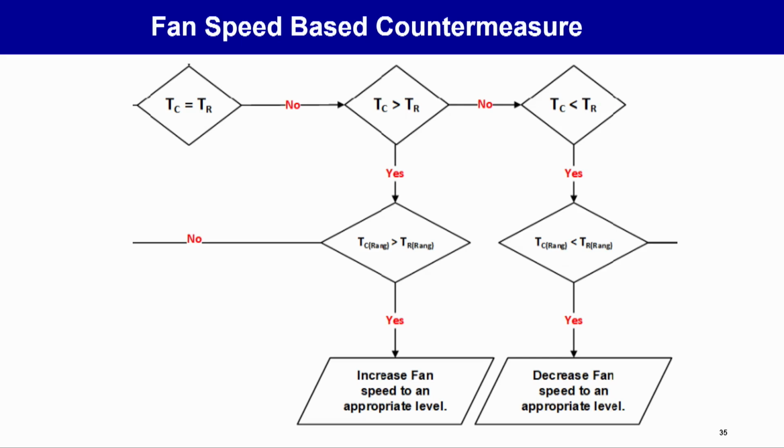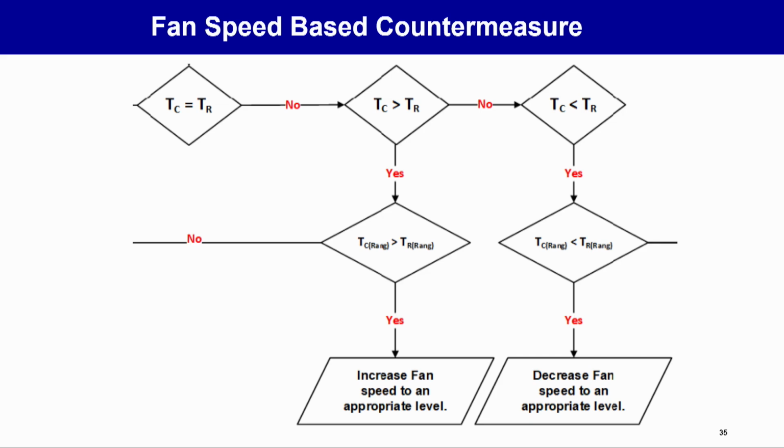So if it is different, that's not equal. If it's equal, that means there's no information. Then you check if the current one is higher than the previous one. If that is true, you check some range: in what range the current one is, and in what range the previous one is. We define some range, and if that's the case, you increase the fan speed.